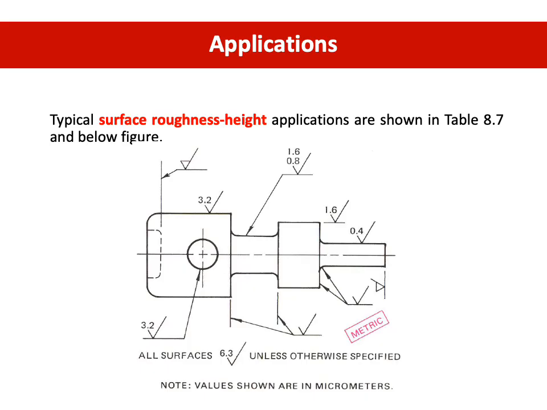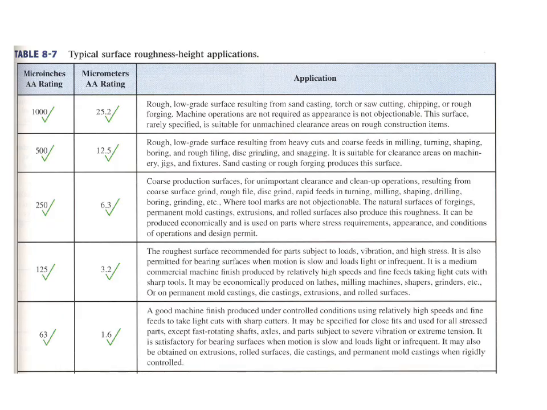So here shows you the typical surface roughness with the height. Okay, if you have height and applications. So this table shows you the typical surface roughness height application. This is for the microinches, and this column is for the micrometers. It's going to have different values for sure. So go through what is the application, what is the difference between these applications. Having different numbers, going to have different applications.